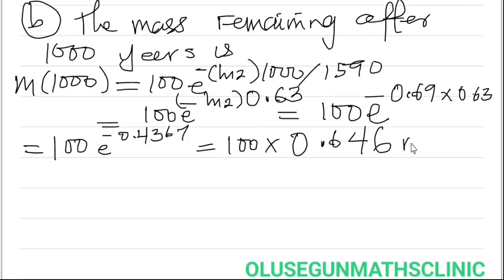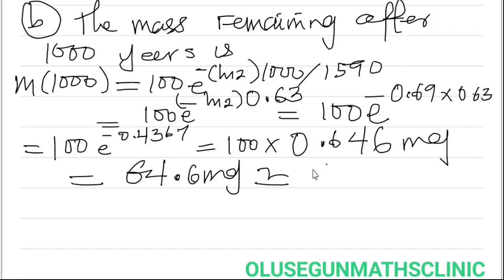So therefore we have 0.646 milligrams. So by the time you multiply together, we have 64.6 milligrams. So approximately we have 65 milligrams. So that is how the workings come across. So we are able to solve the question B.